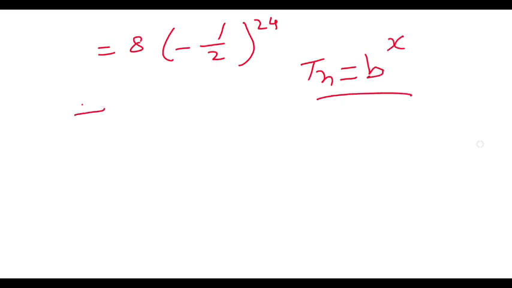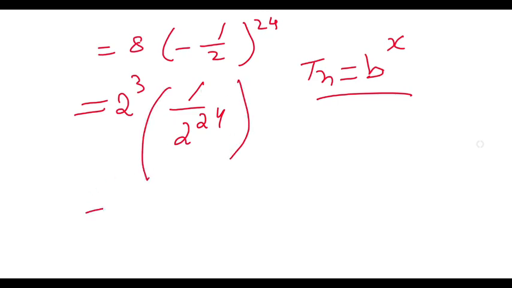So I'm going to further simplify this one. I can say this one is 2 power 3, and negative 1 over 2 power 24. If I want to make it positive, the power is an even number, so that's why it's going to be 1 over 2 power 24, which is positive. Now this is going to be 2 power 3, at the bottom is 2 power 24.